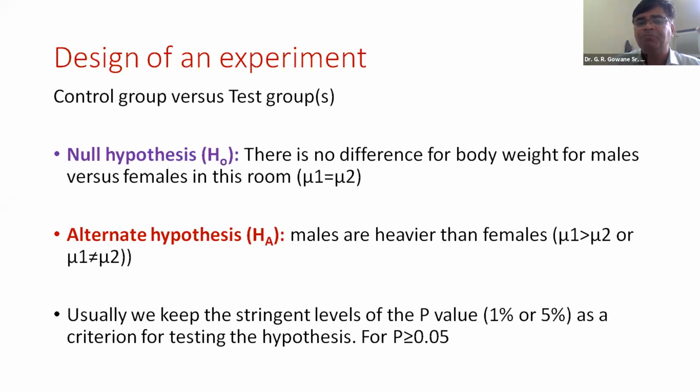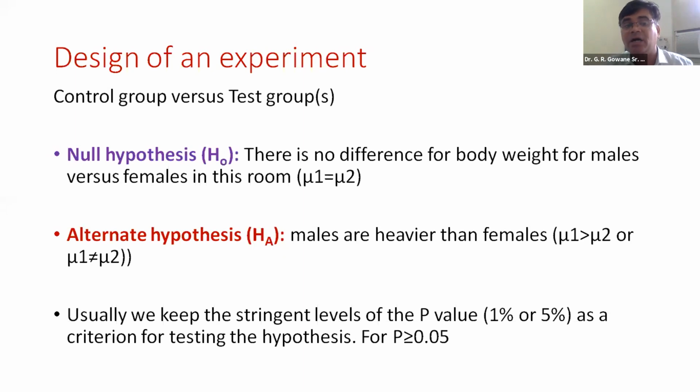Now, suppose you have males and females in this room, and then we say that there is no difference between the males versus females in this room for their body weight. So the mean for males is equal to the mean for females. Mu1 is equal to mu2. And it is possible that your null hypothesis is wrong.